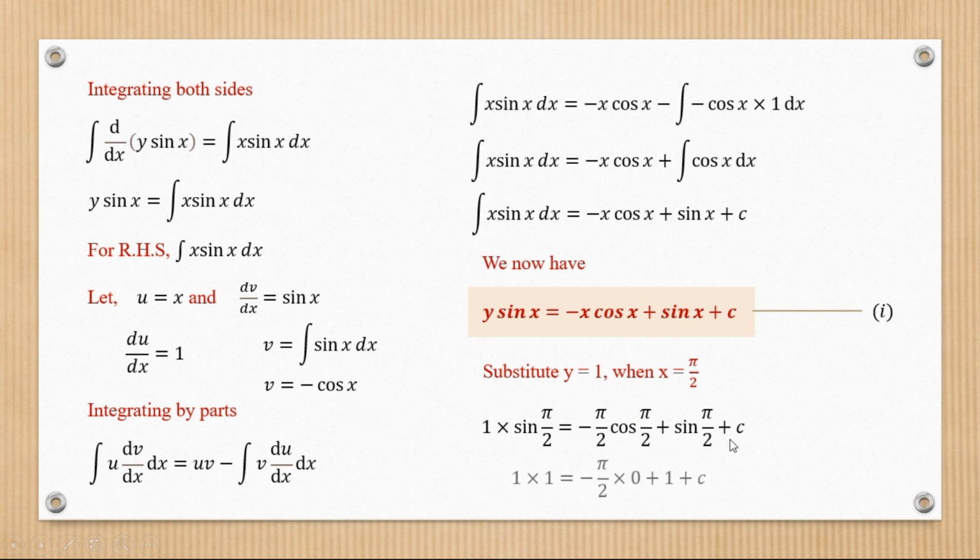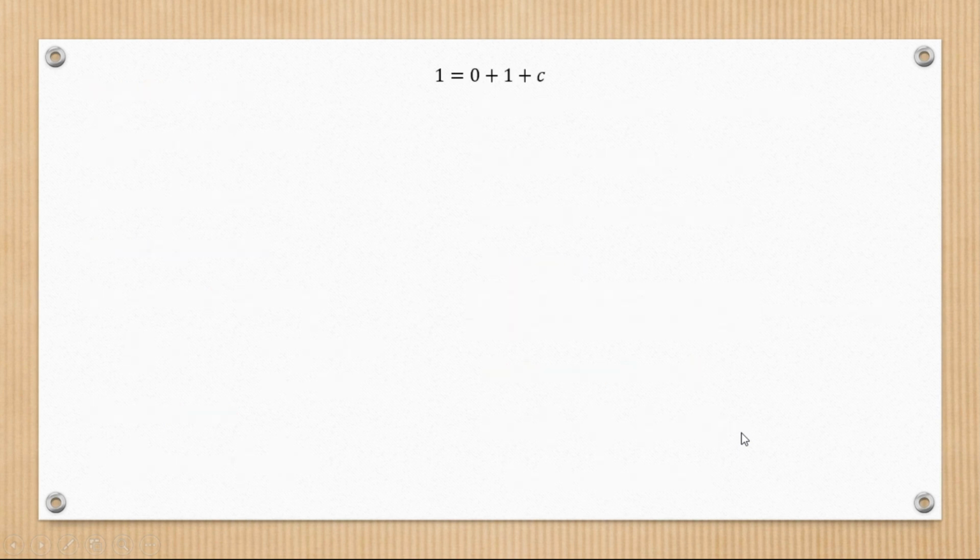And then from here, we can see that sine of 90 is actually 1. And then here we shall also have 1. So 1 times 1 is 1. And then here we shall only have 1 because this actually cancels out. So I can say that I have 1 is equal to 0 plus 1 plus c. So 1 is equal to 1 plus c, of which c should actually now be equal to 0.